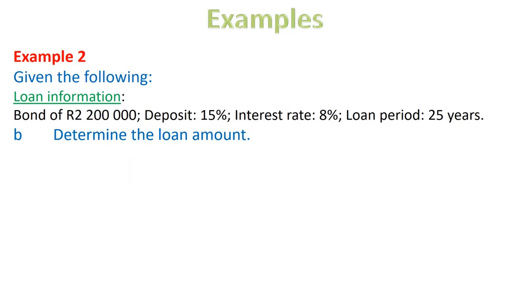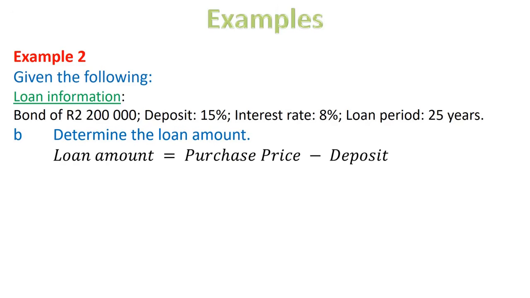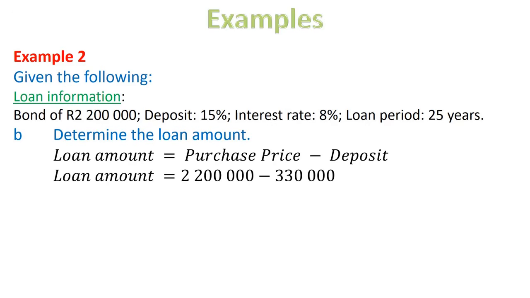B. Determine the loan amount. Now again, hopefully you remember your formula. Your loan amount equals your purchase price minus your deposit. Well, my purchase price is 2.2 million minus 330,000, which is my deposit. And so I put that into my calculator, and eventually I get my loan amount equal to 1.87 million. And that is my loan amount.